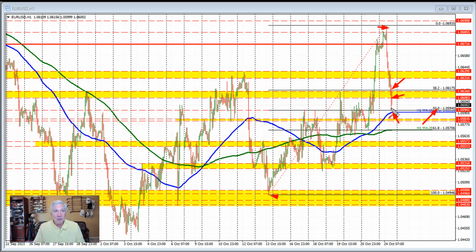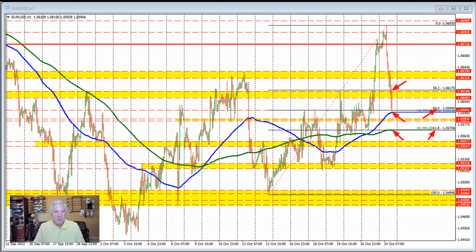So the battle is on between these two levels, the 100-hour moving average and the 1.0616 level. If the price moves back above the 16 level, we could see some further upside momentum. If the price moves below the 100-hour moving average and the 50% retracement level, we can see further selling pressure, with the 200-hour moving average and the 61.8% retracement, a nice dual level of support at 1.0570.